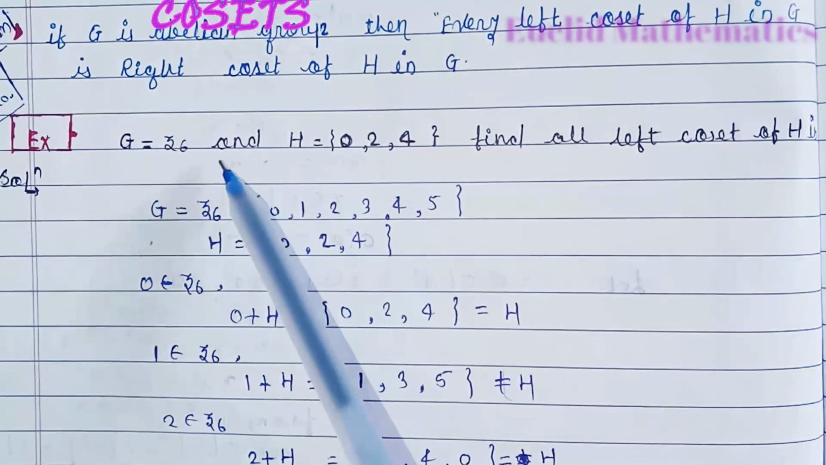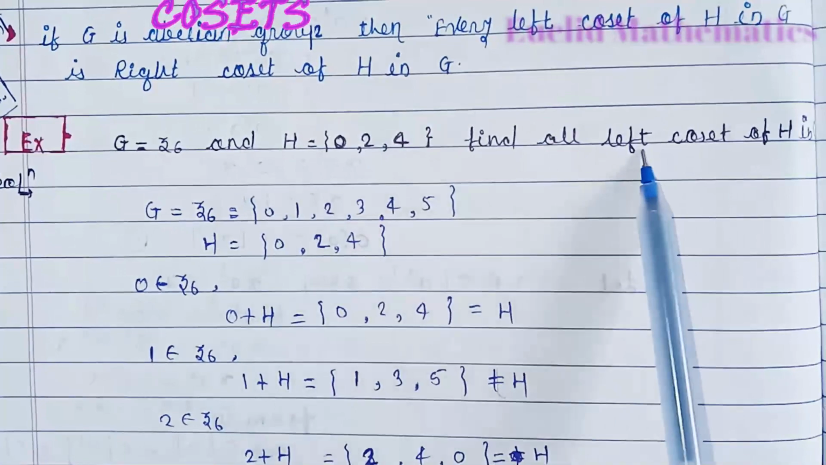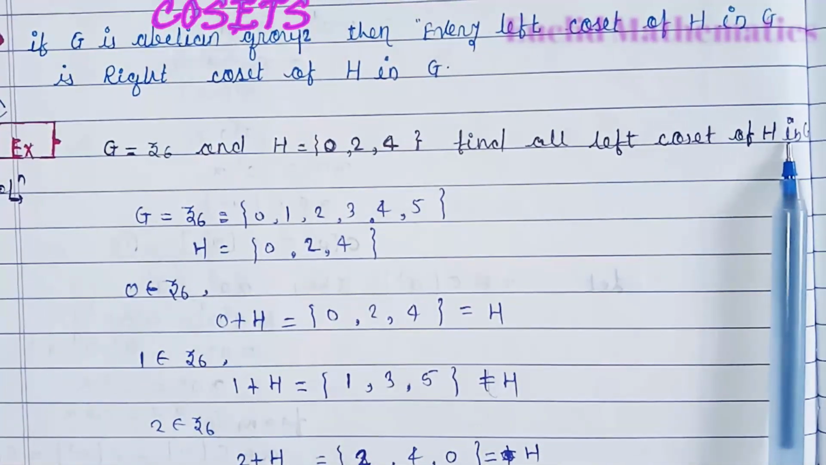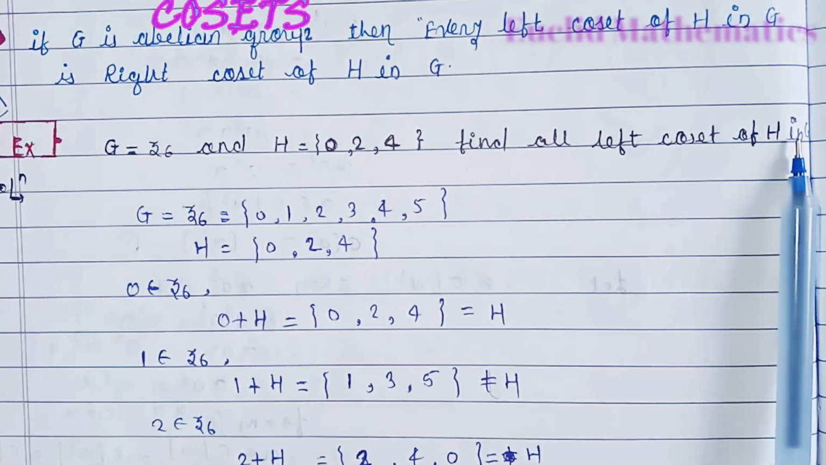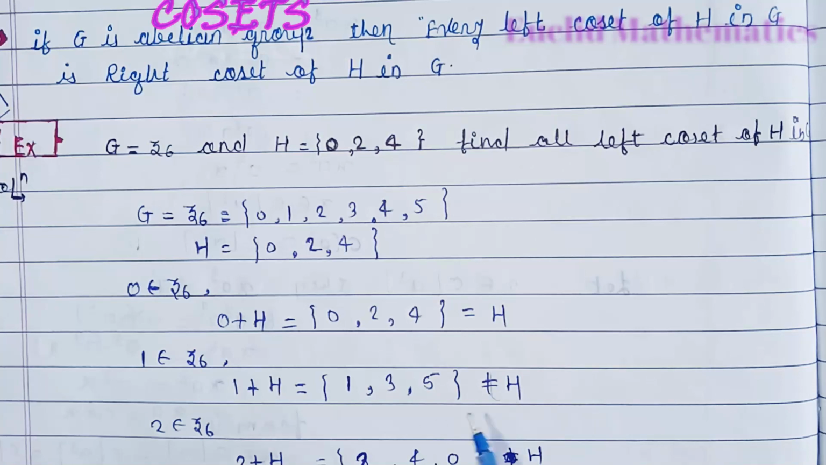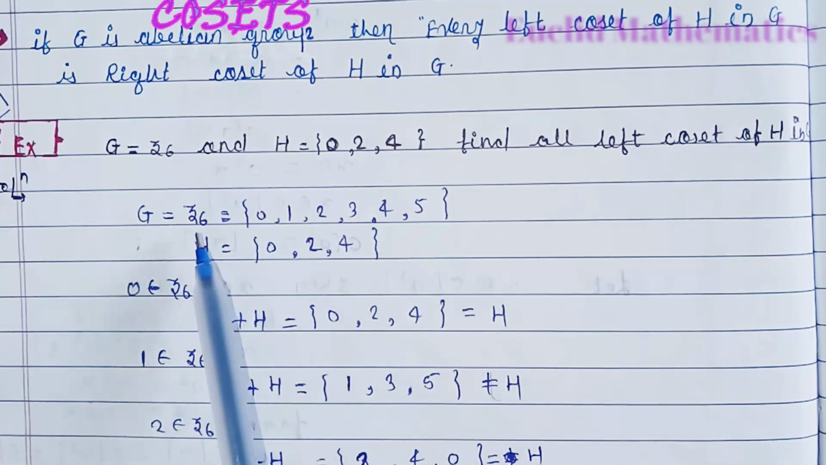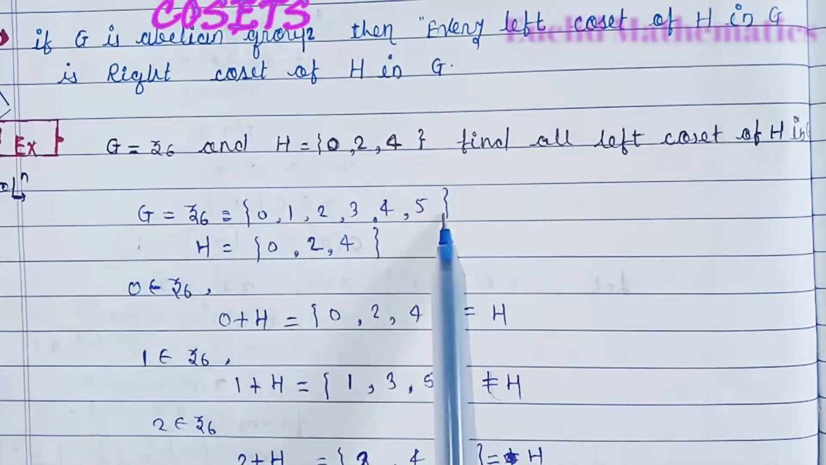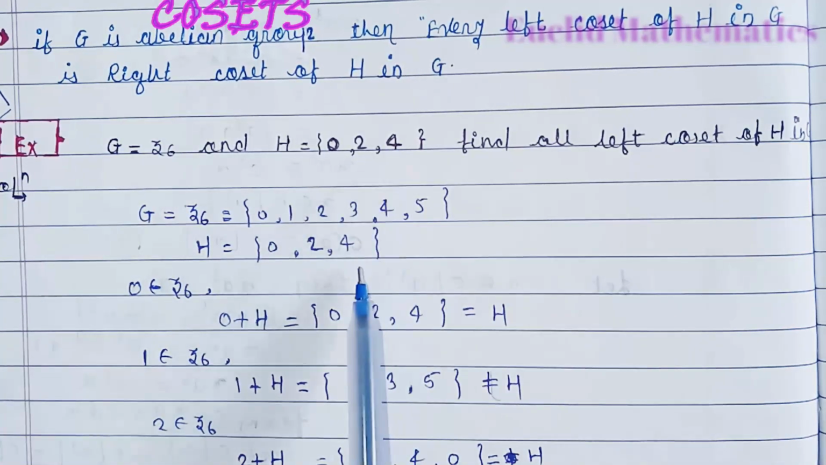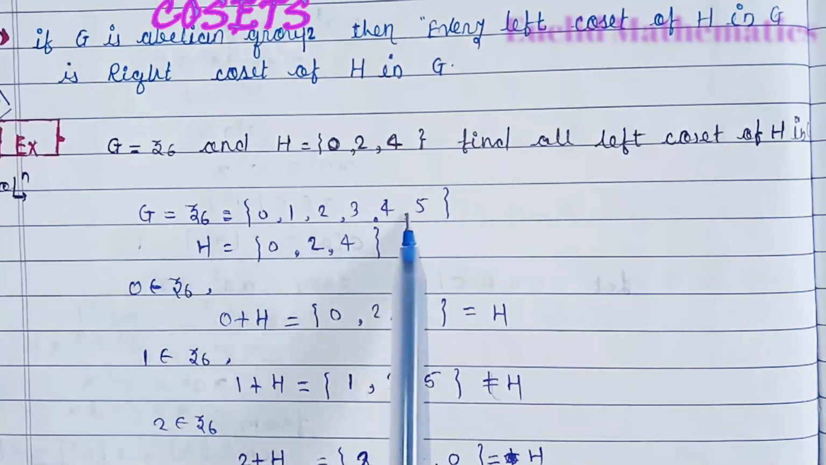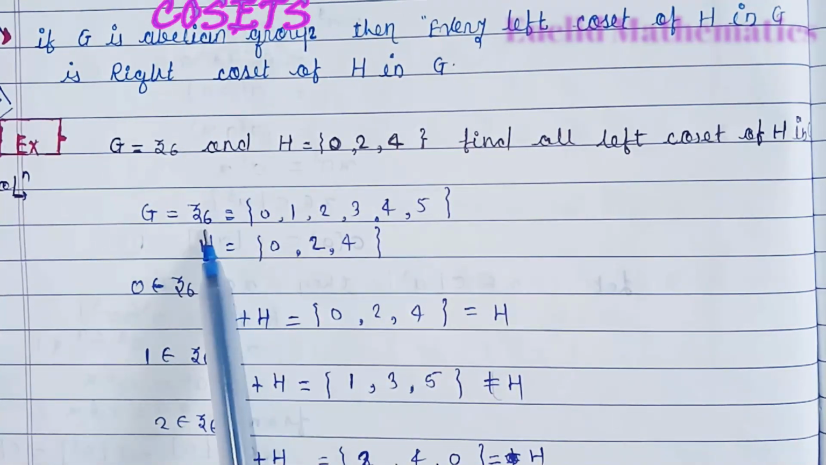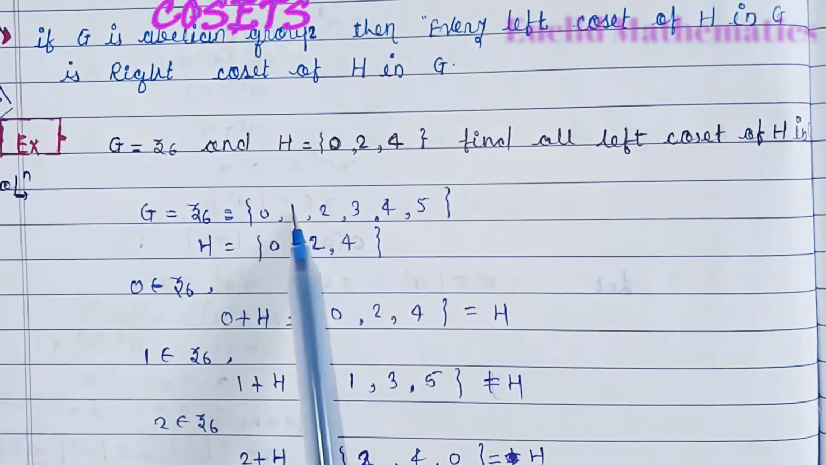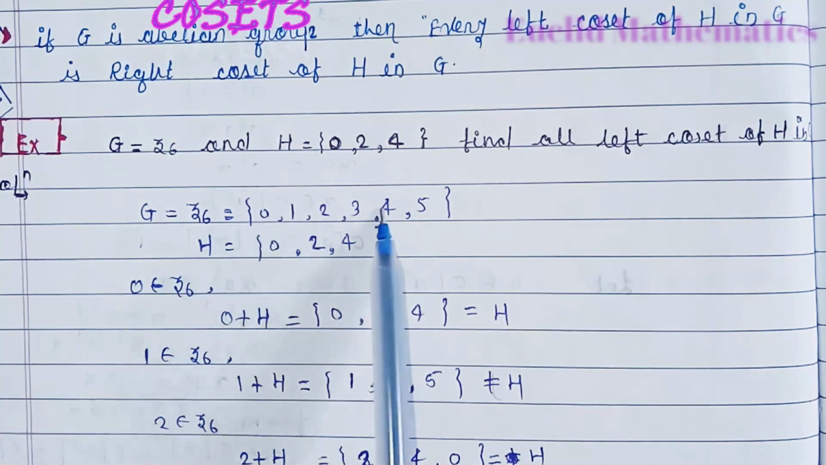Now I have G and H here, and I want the left coset of H in G. What is meant by left coset? aH, where a is from group G and H is a subgroup of G. This is called the left coset. Our group is Z6. Z6 contains six elements and its subgroup has three elements: Z6 contains 0, 1, 2, 3, 4, 5, and 6 goes to 0. These are the elements from Z6. H is a subgroup of G, and the group G is Z6.